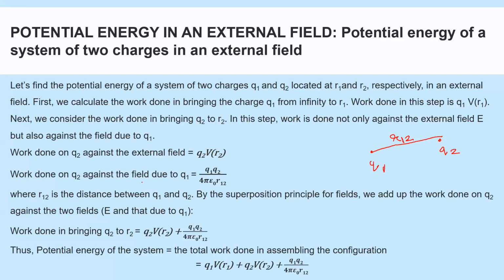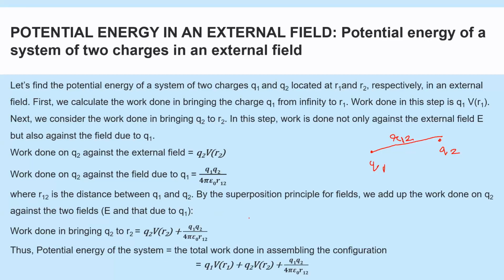Now work done on Q2 against the electric field due to Q1 is going to be Q1 Q2 upon 4 pi epsilon 0 R12. This also we saw when we were trying to see what is the potential energy of a charge because of two charges, when you are trying to get Q2 to a position where an electric field is already there due to Q1. And as I said, R12 is the distance between Q1 and Q2.